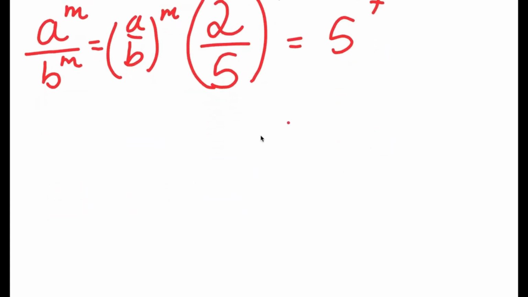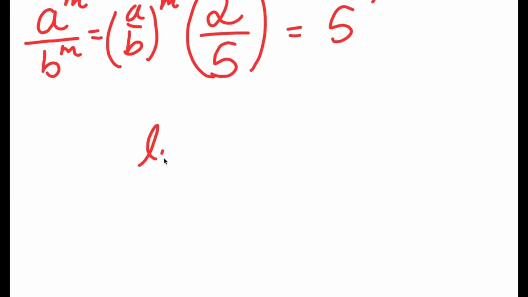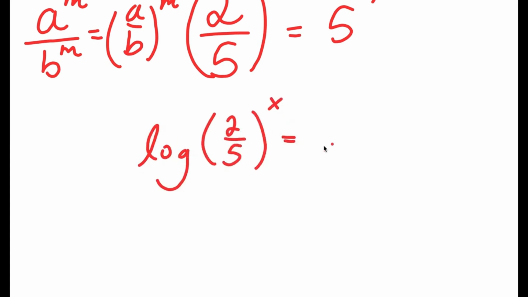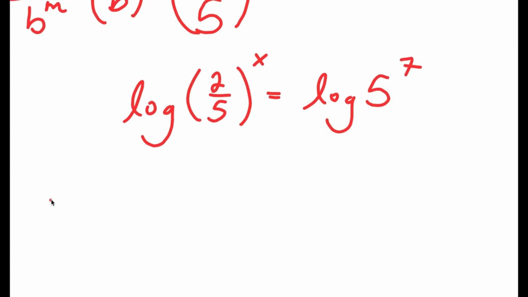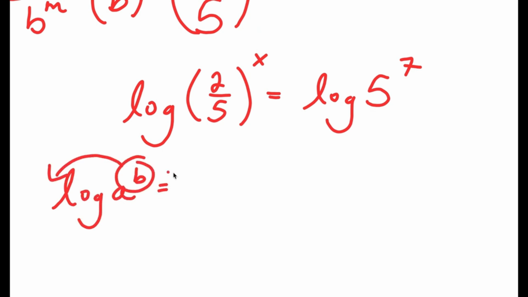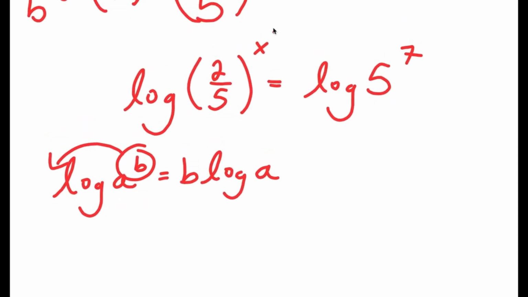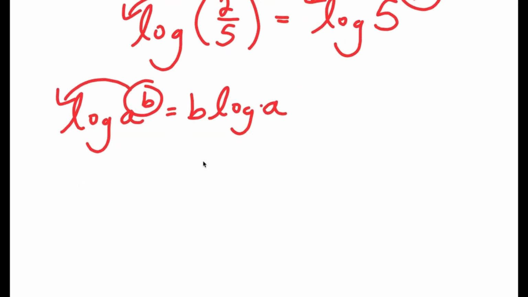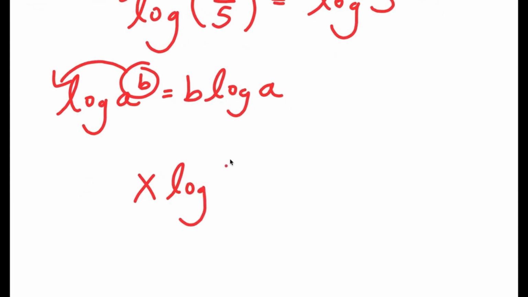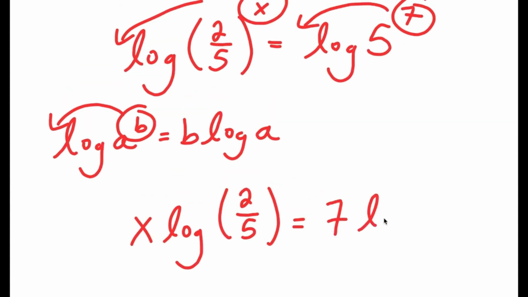Now from here, I'm going to take the log on both sides. So I get log 2 over 5 to the power of x is equal to log 5 to the power of 7. And if I have something in the form log a to the power of b, I can move this exponent b to the front, so I get b times log a. In this case, I have log 2 over 5 to the power of x, so I can move x to the front, and I have log 5 to the power of 7, so I can move 7 to the front. So I get x times log 2 over 5 is equal to 7 times log 5.